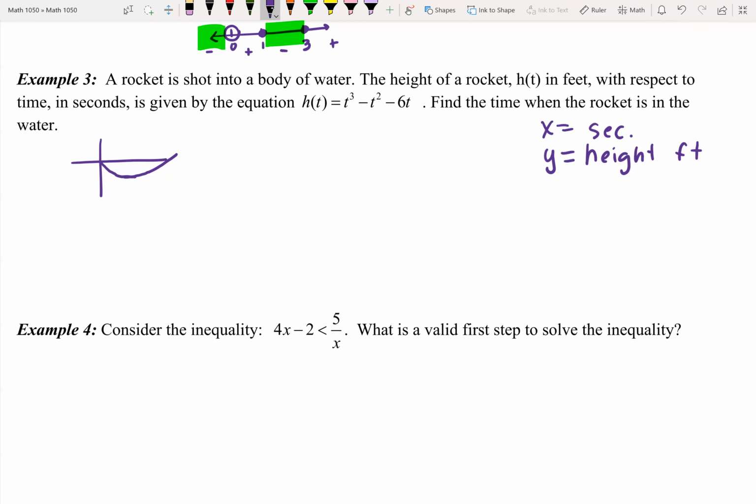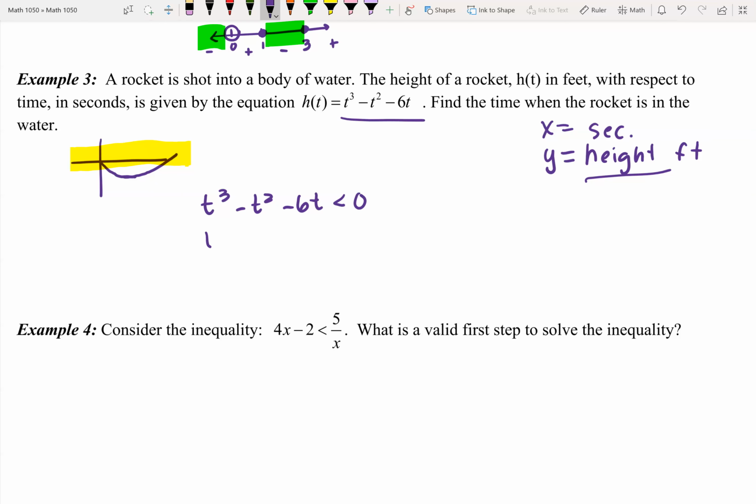So if it's in the water, what do you know about the height? Well, height is a 0. That's y equals 0 right there. So if it's below 0, that means it's negative or less than 0. So I'm just going to go t to the third minus t to the second minus 6t is less than 0. The height, that's the y, that's this stuff, is less than 0. So this is actually critical numbers type 1. It's not type 2 because I don't have a fraction. So step 1, get a 0, done.